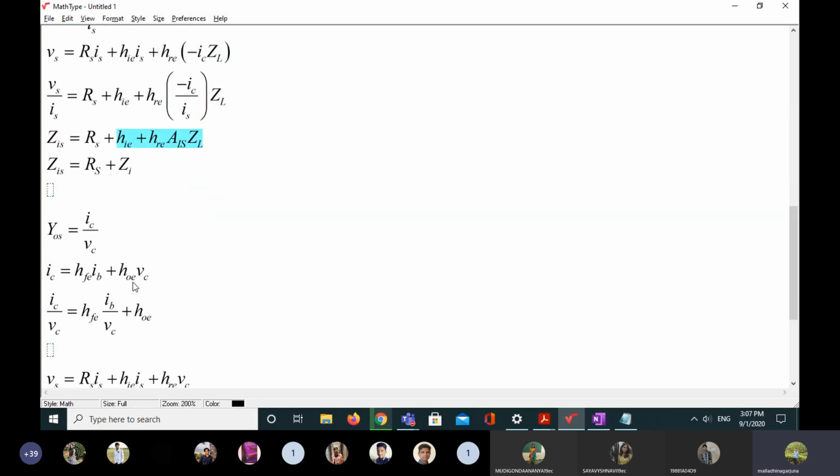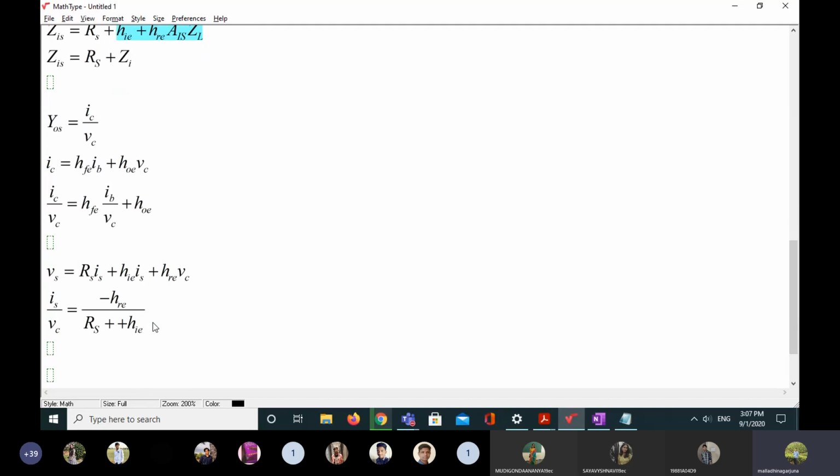But in the output admittance, we take output current by output voltage, so there we can't find that input impedance. Of course you can use the input parameters for the calculation of output admittance, but ZI is not coming anywhere in this derivation. For that reason we are not mentioning ZI. Suppose if in this process we got ZI somewhere, we could have mentioned it. But here we depend completely on the input equation, where RS plus HIE is there.